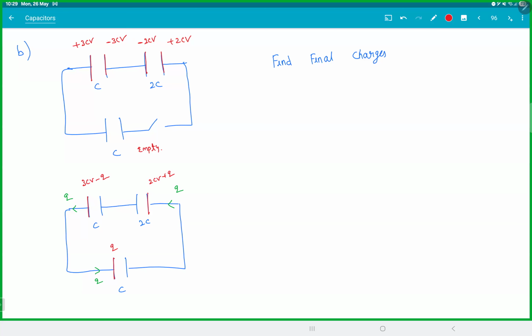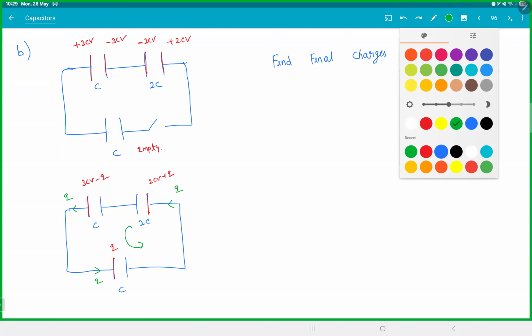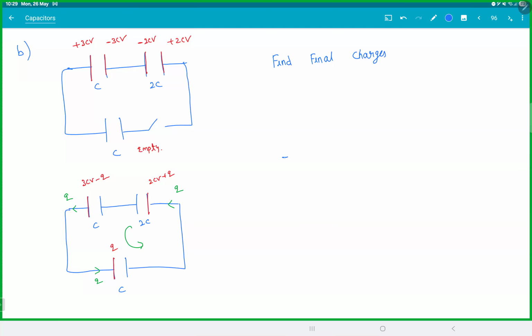Getting the charge distribution. So whichever plate the charge touches is the positive plate. If it is negative plate, let the signs take care of it. You don't get into that headache. Then apply Kirchhoff's loop law. Start from anywhere. I'll just start from this capacitor here. You're going from negative to positive plate. So plus 3CV minus Q by C. Then you're going through this minus Q by C minus 2CV plus Q by 2C.